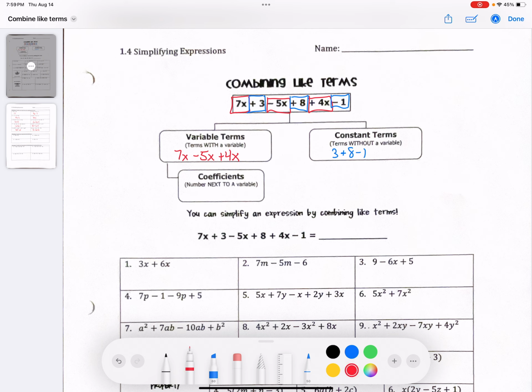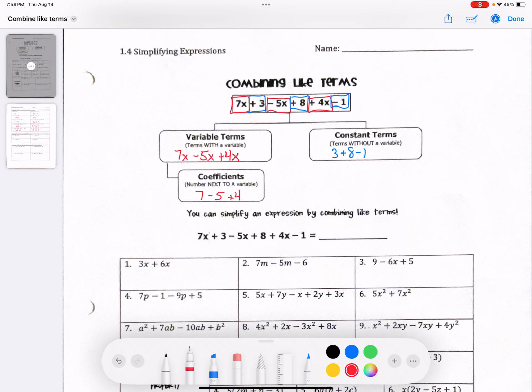And our coefficients are the numbers next to a variable. So 7, negative 5, and positive 4 are our coefficients. And when we combine like terms, all we do is add or subtract those numbers in front of the variable, and that's how we combine them.